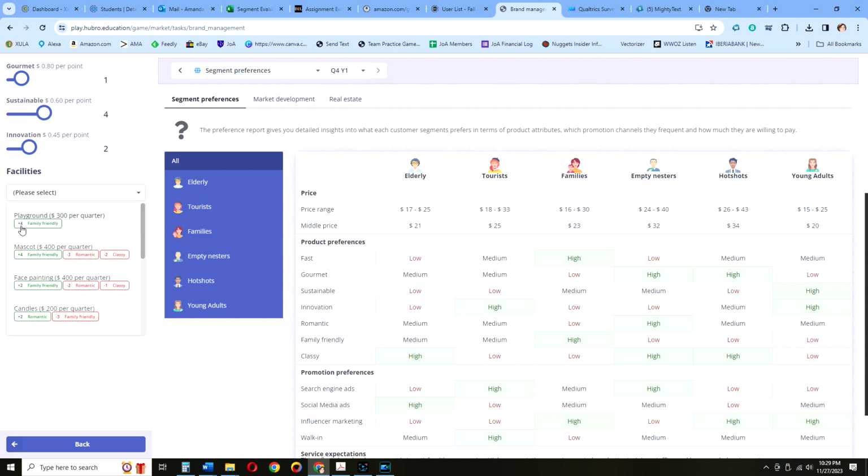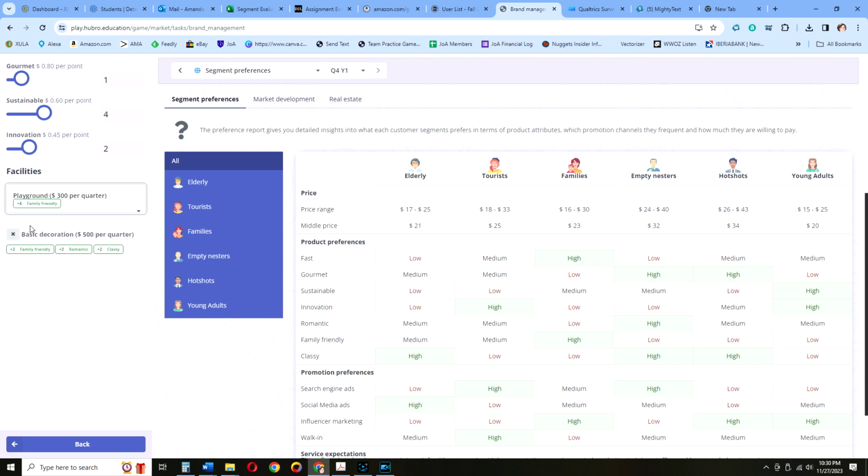Okay, so I'm going to add a playground. I picked playground because, see, I would spend $300 per quarter to get 4 family friendly points. Or I could do a mascot, which is 4 family friendly points. So I get the same number of family friendly points with a mascot, but it costs $400 per quarter, whereas the playground is only $300. So playground is clearly the more cost efficient choice. So I'm going to pick playground.